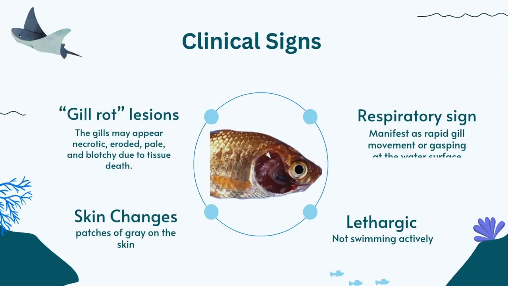The most common clinical sign that can be observed is the gill rot lesion itself. So the gills may appear necrotic, eroded, pale, and blotchy due to tissue death. Then there will be respiratory signs, which manifest as rapid gill movement or gasping at the water surface, and the fish will also appear lethargic. If the disease is severe enough, we can see skin changes, which are patches of gray on the skin.